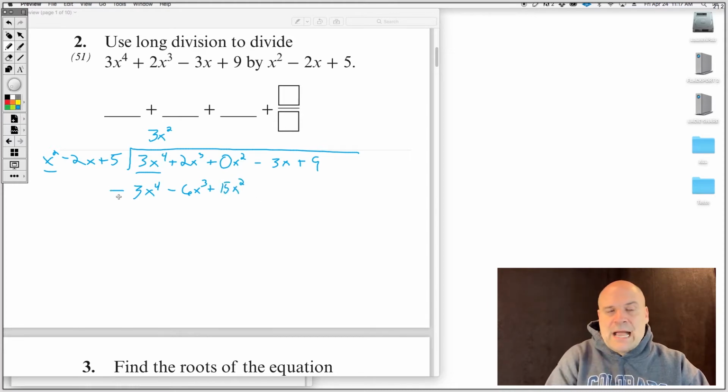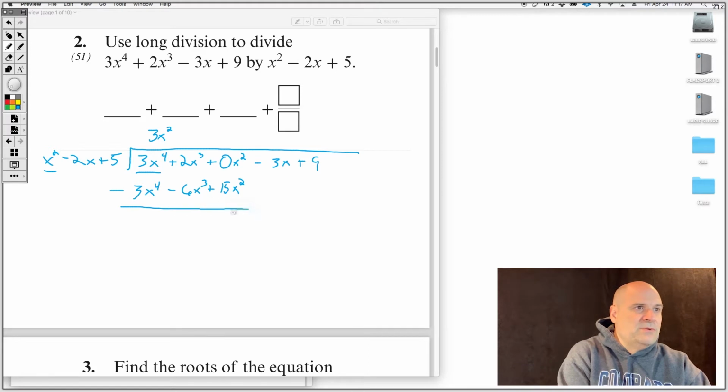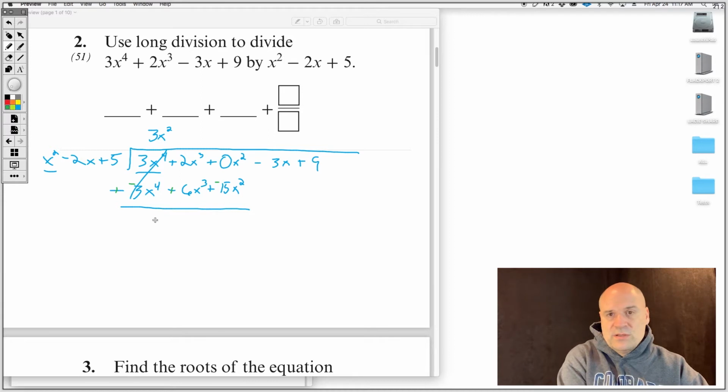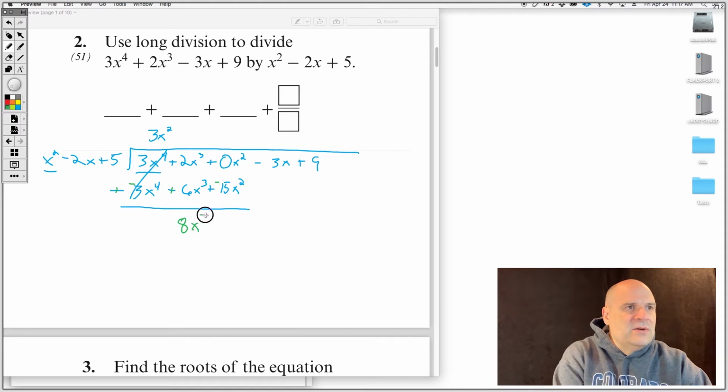Now you're gonna subtract. What happens when you subtract? These cancel, and then you chicken scratch all of this stuff. Boom, boom, because you're subtracting all this trinomial. So now we don't have to subtract, now we're adding. So this is 8x cubed minus 15x squared. Next step, bring down the next term, which is negative 3x.